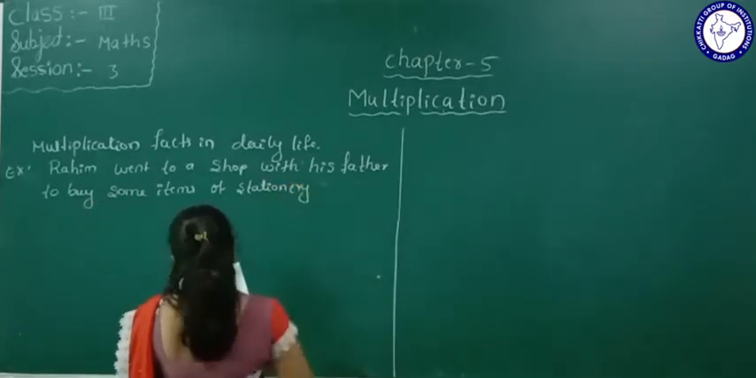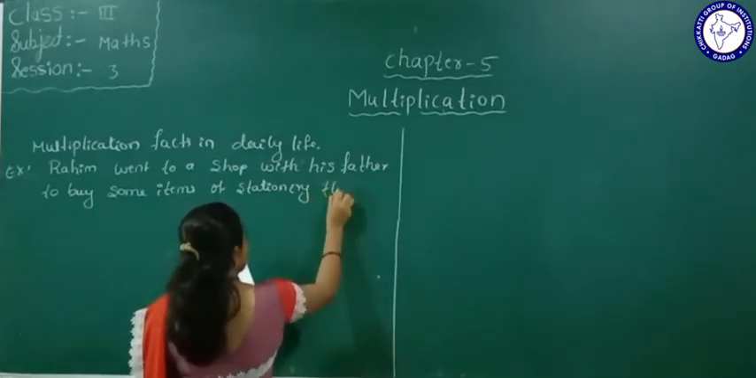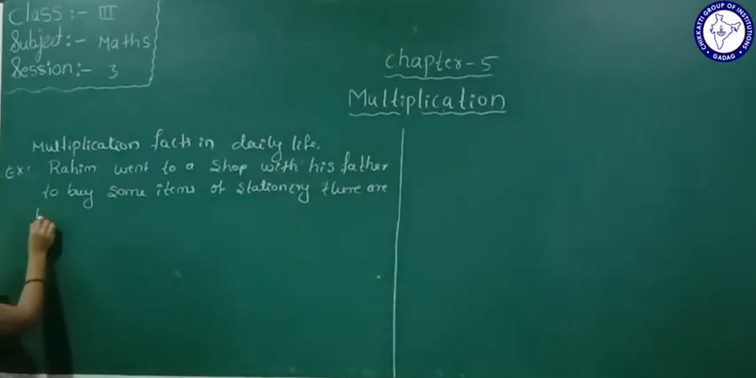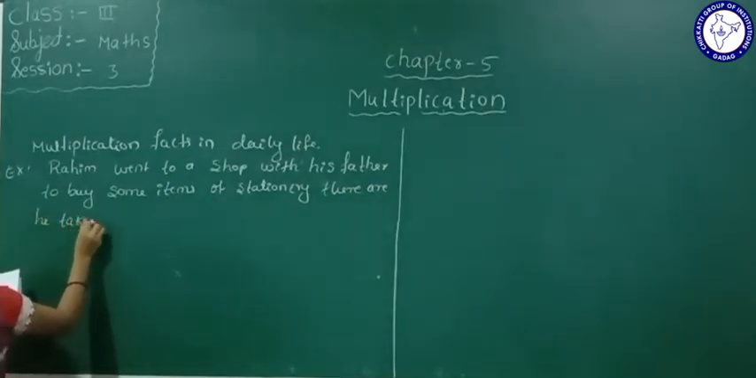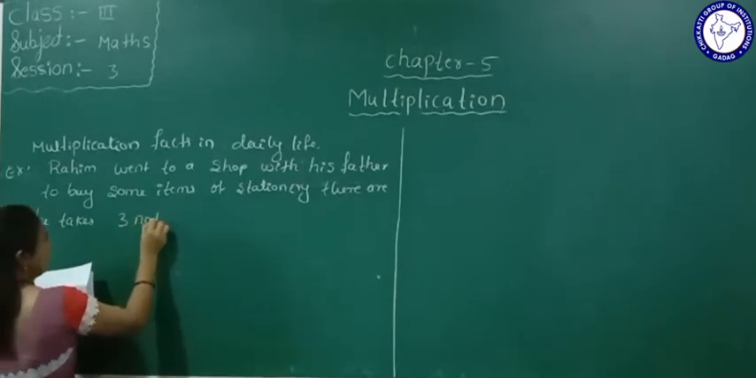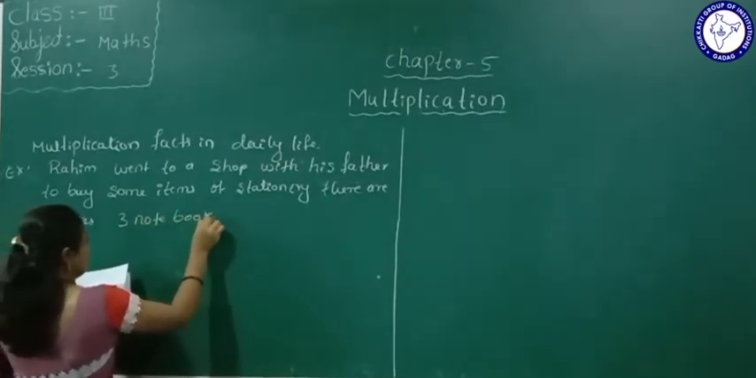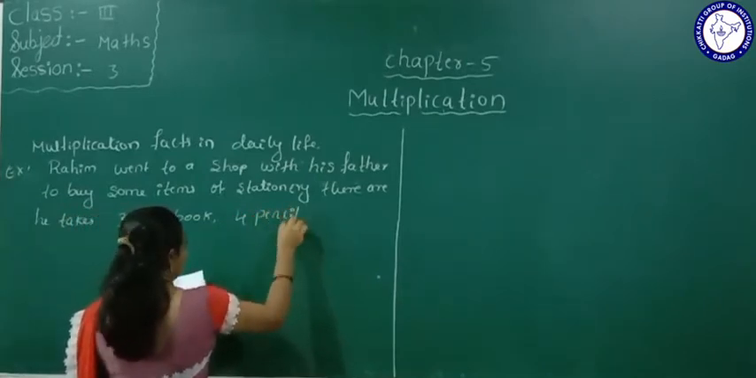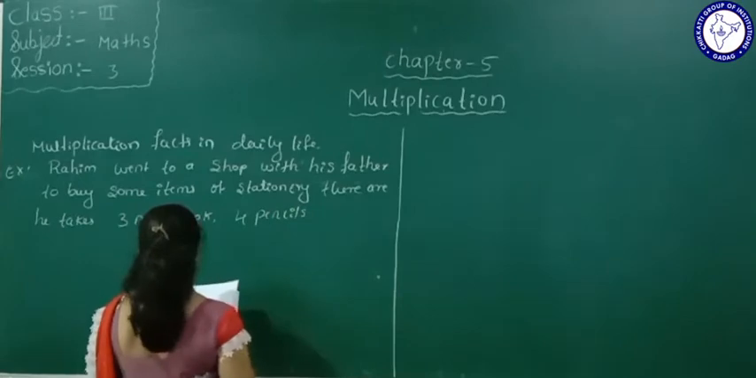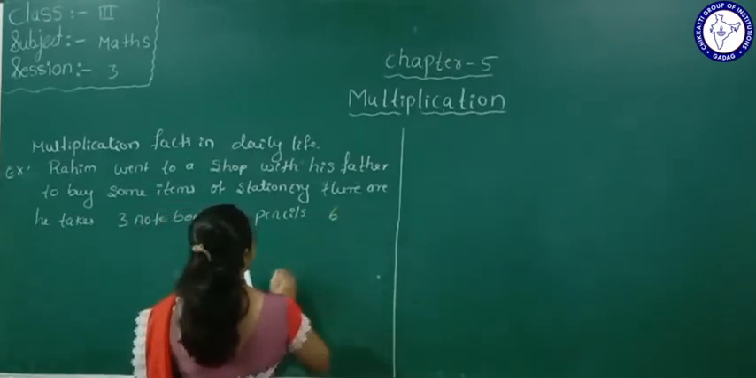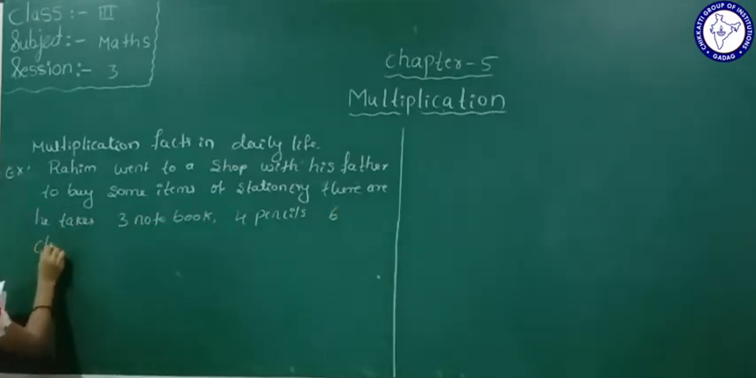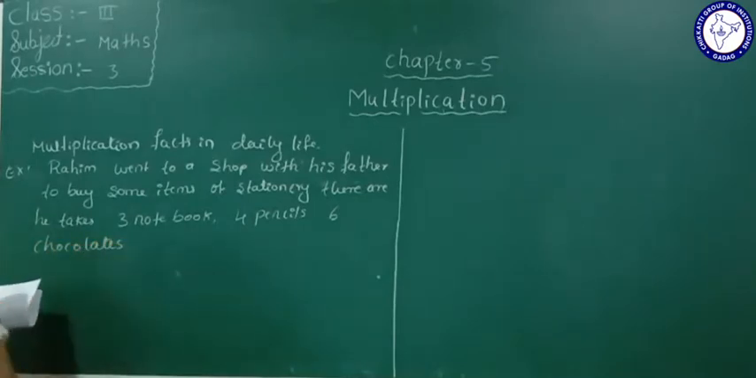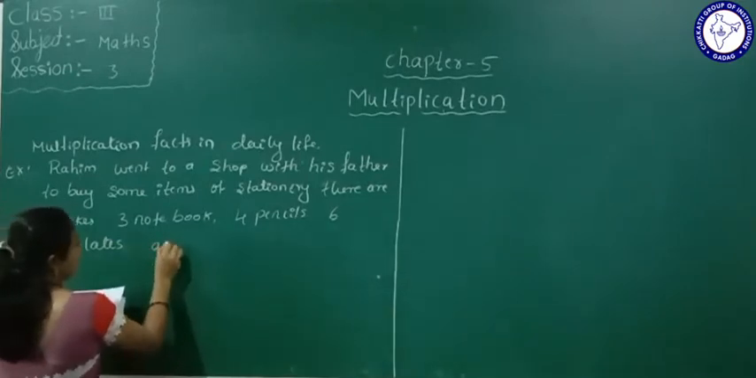So here, what he buys: he takes 3 notebooks, 4 pencils, 6 chocolates and 5 pens.